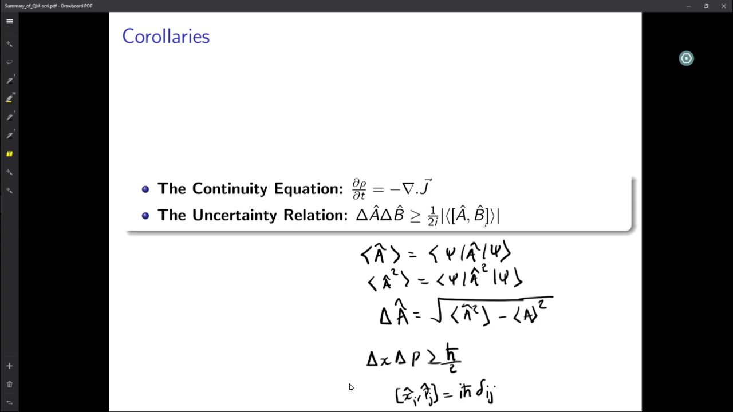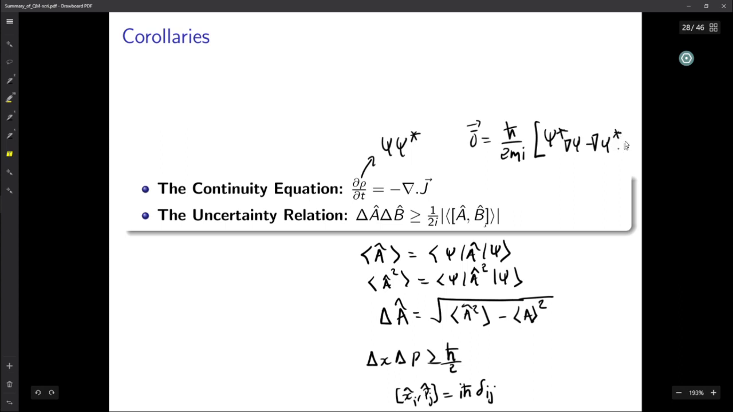I'll quickly go through what's called the continuity equation. The continuity equation is just the quantum mechanical version of the usual continuity equations that pop up in electrodynamics or in fluid dynamics and so on. Here, your rho is just your probability density, psi bar psi, and your j is rather complicated: it's h bar by 2mi times psi bar nabla psi minus nabla psi bar times psi.